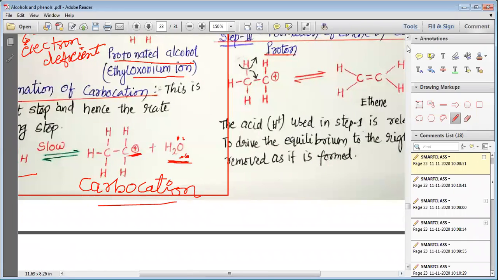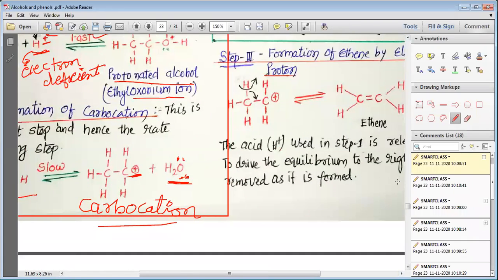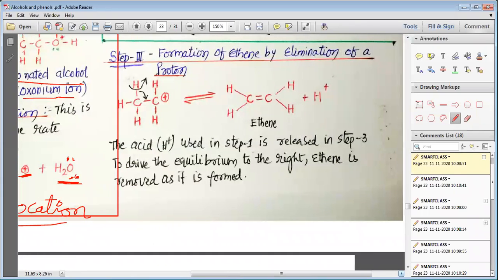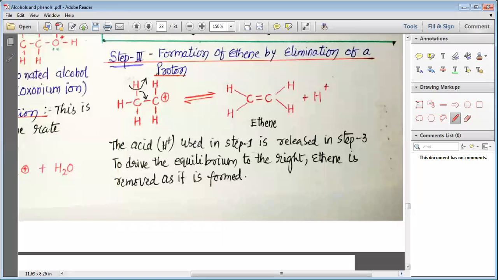Now, my dear students, we are going to study the third step. This carbocation, which is produced in the previous step, the second step, undergoes a particular process. So let us move to step number 3. In this step number 3, we can say this is the formation of ethene by elimination of a proton.